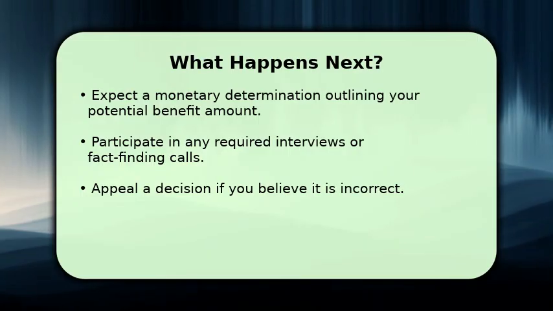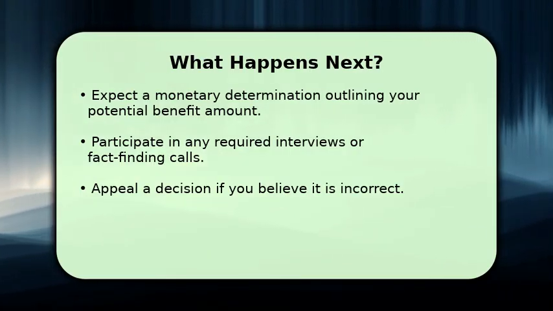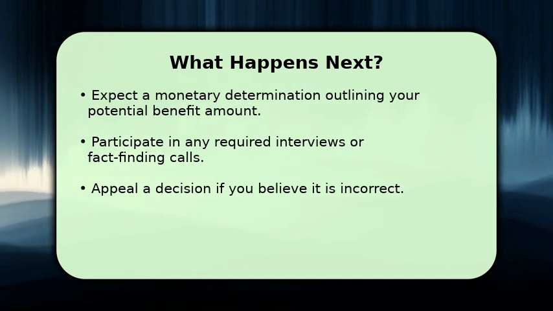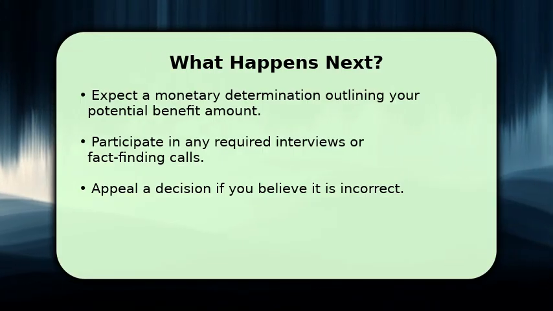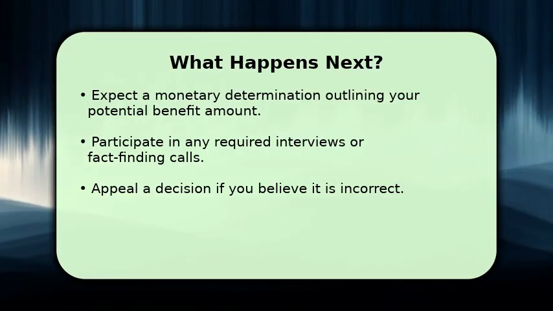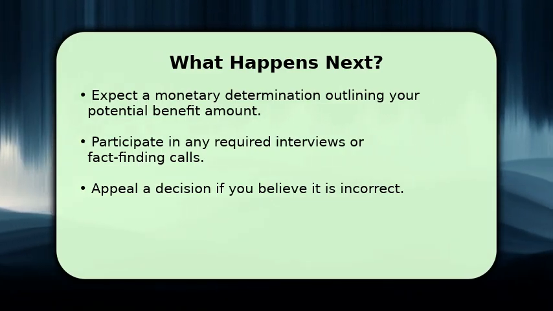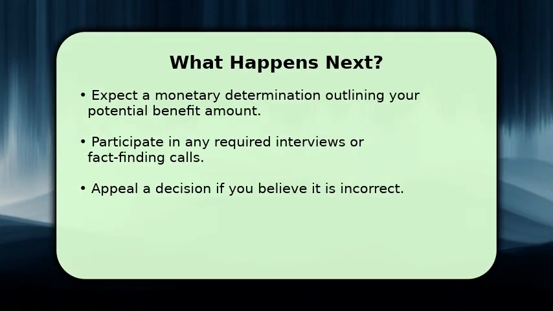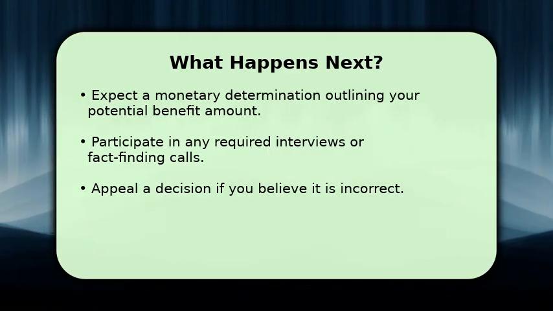After submitting your application, the state will review your information and issue a monetary determination, detailing your weekly benefit amount and the total duration of benefits. Be prepared for potential follow-up calls or interviews to clarify details. If your claim is denied, you have the right to appeal the decision within a specific time frame, usually 20 days from the mailing date of the determination.